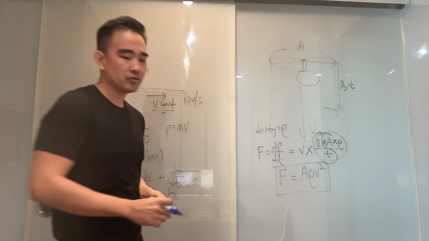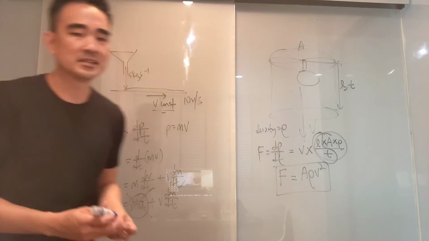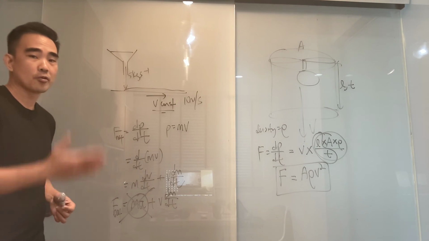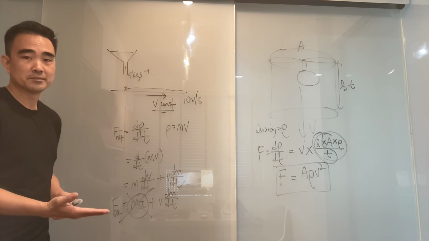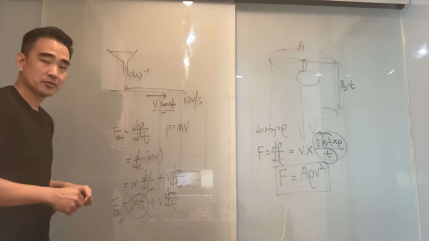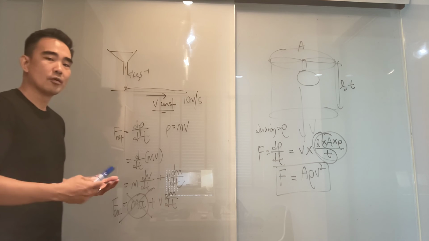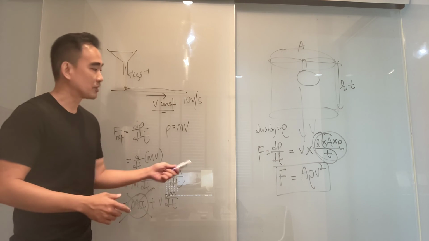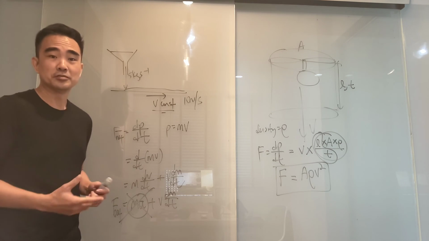But more importantly, I wanted you to realize how Newton's second law is being applied differently for constant mass and for continuous mass. It is a very useful equation that you can remember, but it's good if you know how to derive the expression over there. Alright, I hope this is useful for you.